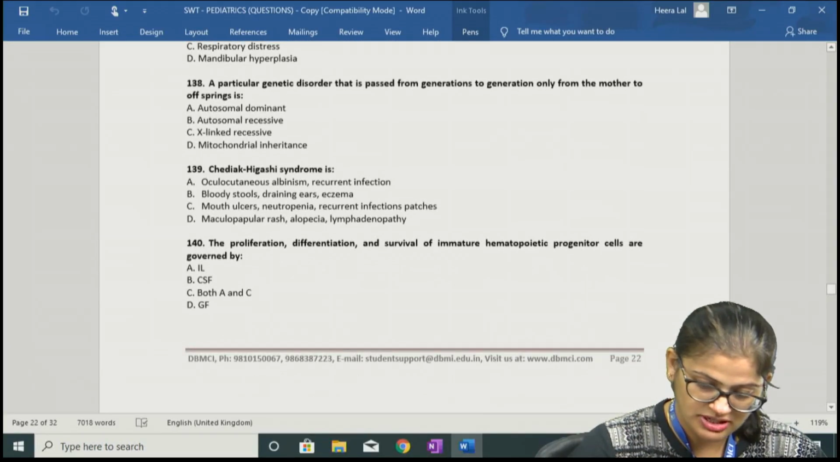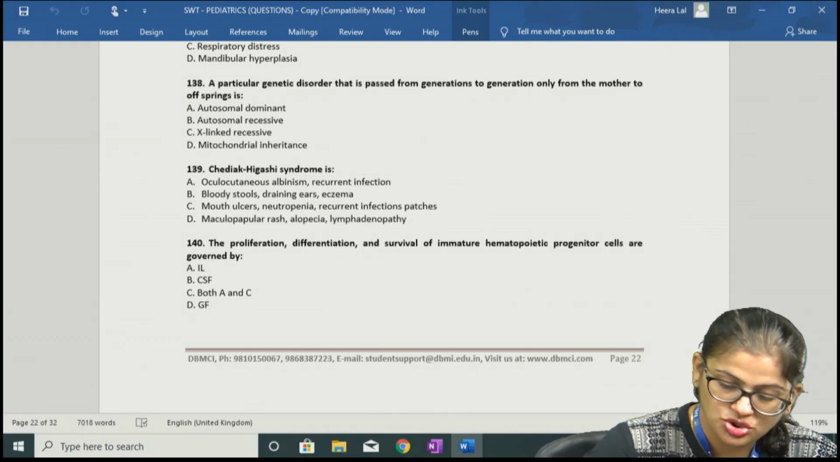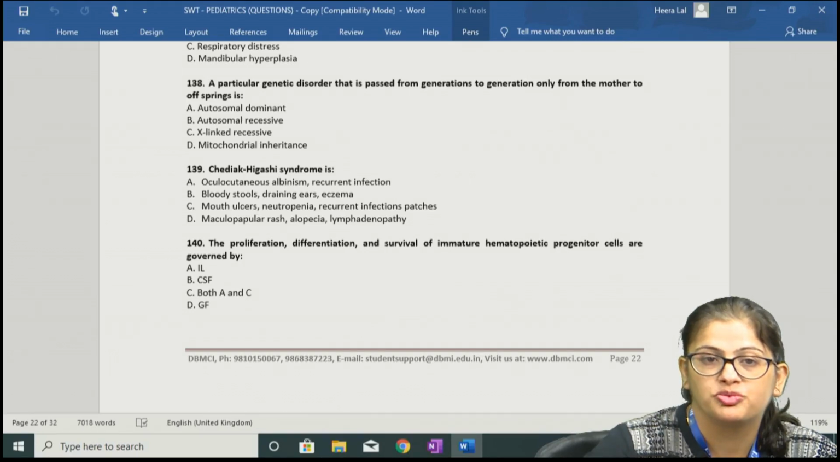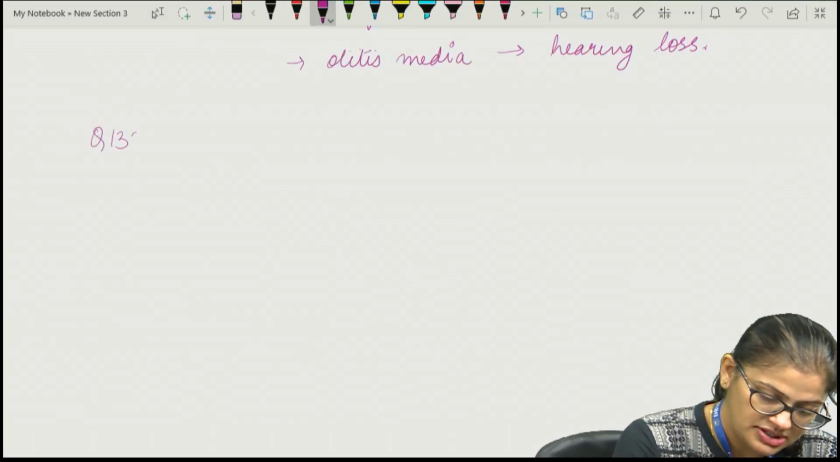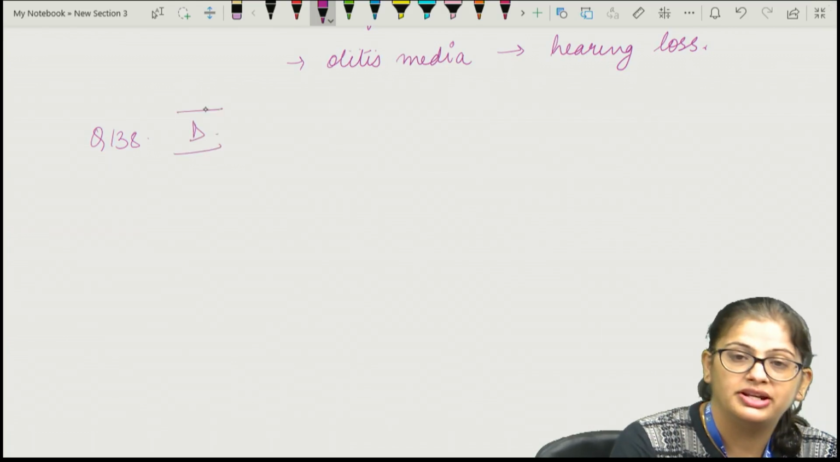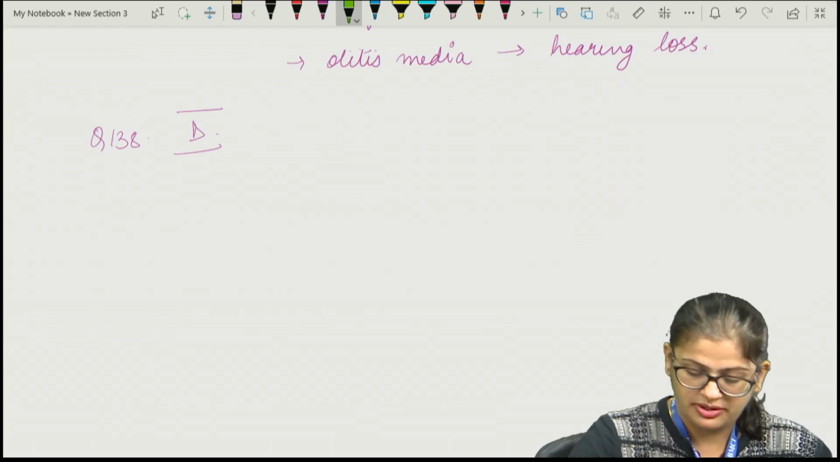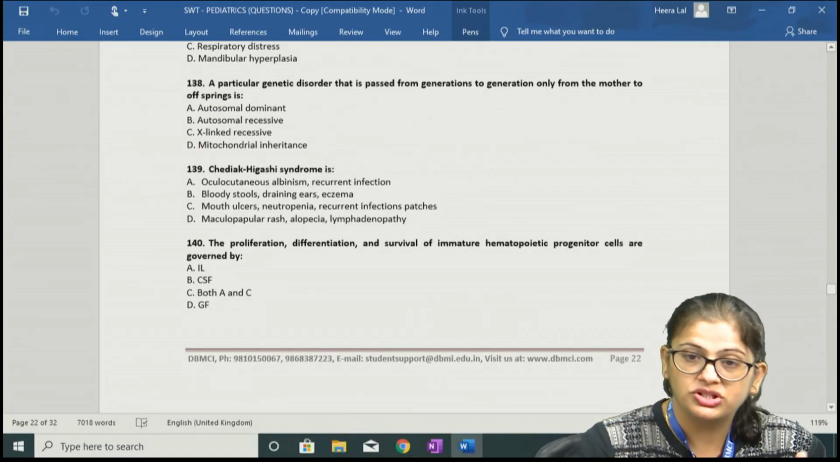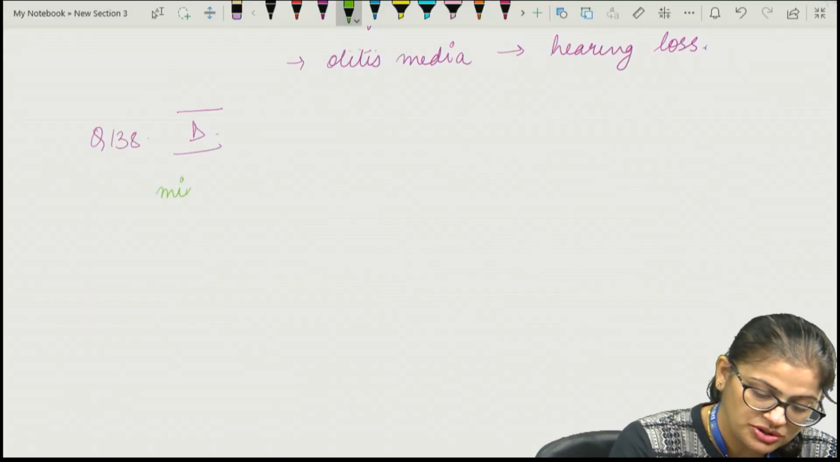So next we come on to question number 138, and question number 138 was, a particular genetic disorder that is passed from generation to generation only from the mother to offspring is, the correct answer is mitochondrial inheritance. So question number 138, option number D, mitochondrial inheritance is the correct answer. So whenever a disease is transmitted only from the mother to the children, then it is mitochondrial inheritance, because the mitochondria are present only in the ovum.